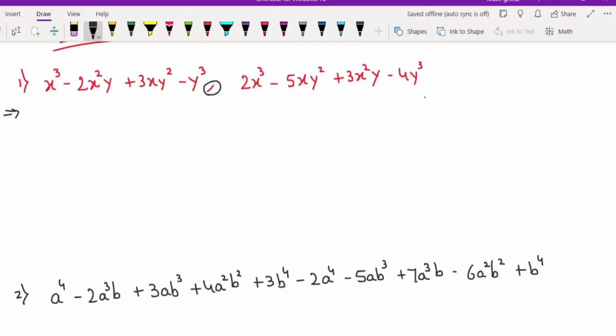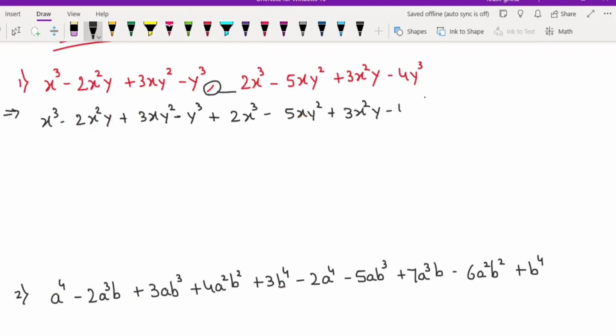So x cube minus 2x square y plus 3xy square minus y cube. I'm gonna remove the comma. As you can see, there is no sign they gave in our question, so we're gonna consider it as positive, plus 2x cube minus 5xy square plus 3x square y minus 4y cube.